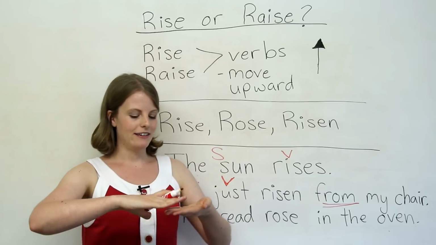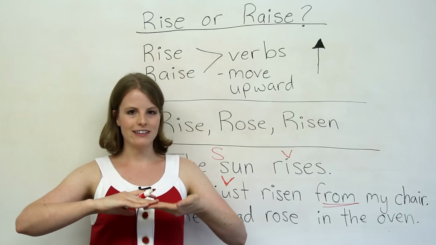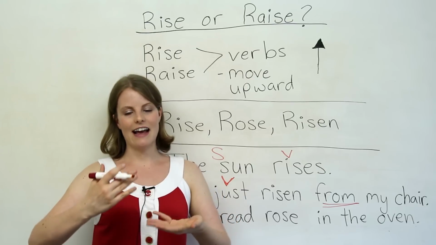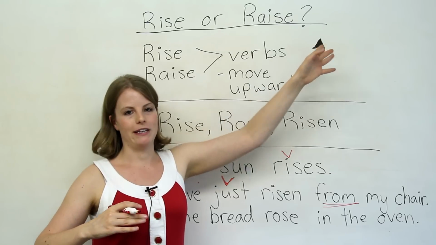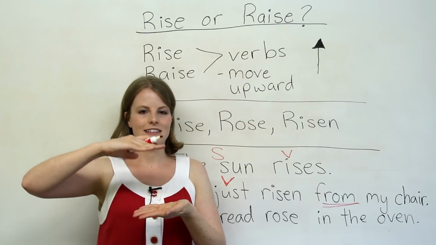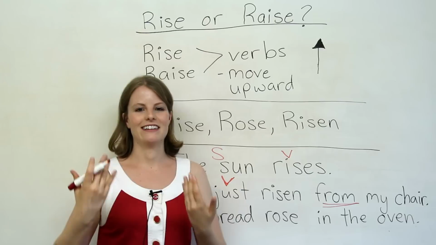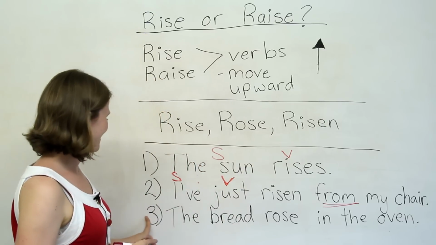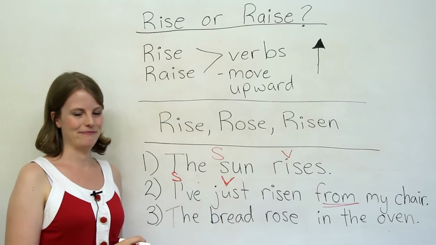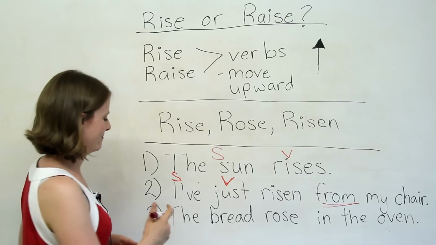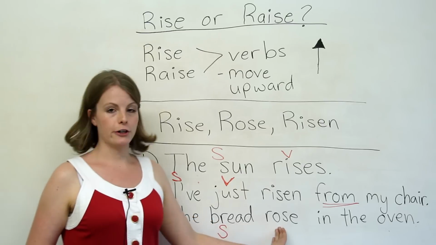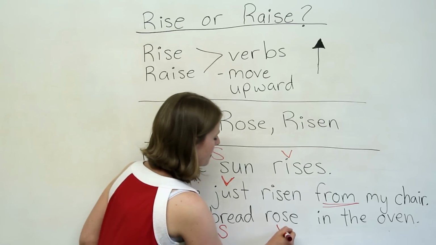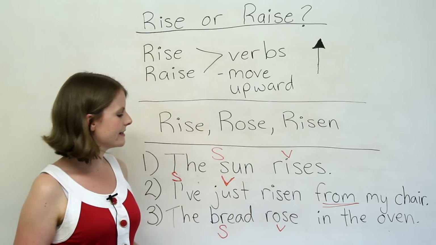Number 3, the bread rose in the oven. So this means that the bread, before the yeast is cooked, is flat. And then as it heats, it starts to rise. And it's an upward movement. So the bread goes from being flat to being thicker and tastier. So the bread rose in the oven. So where's the subject? The bread. The verb, rose. And so again, this is the past tense of rise.